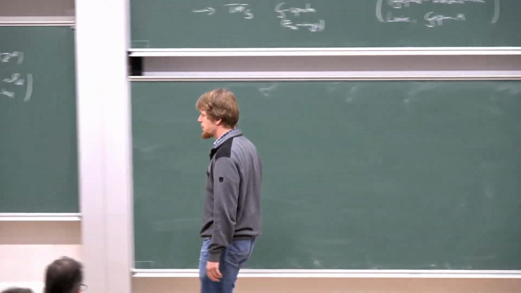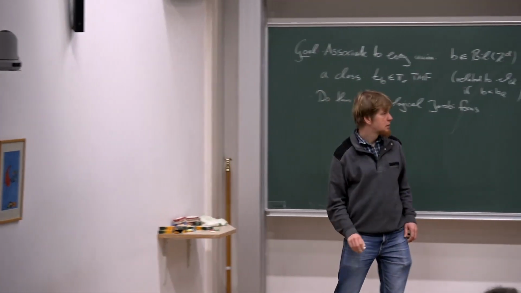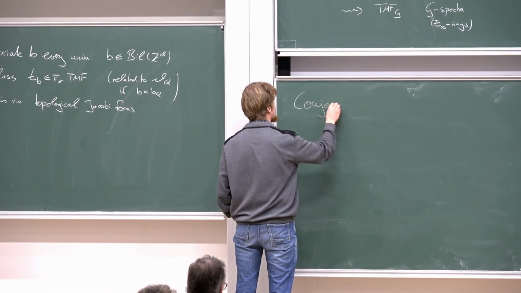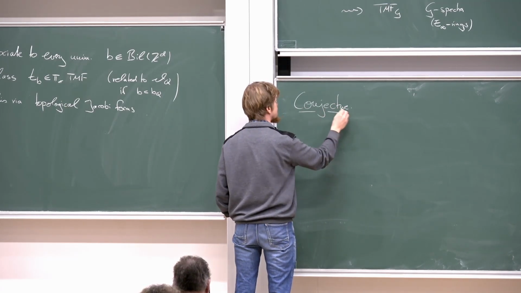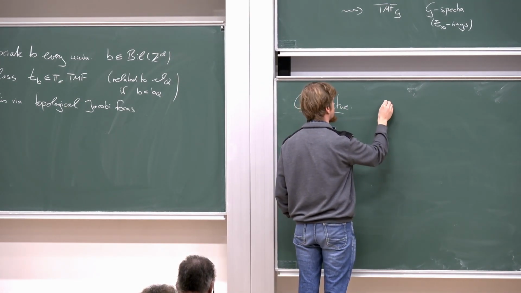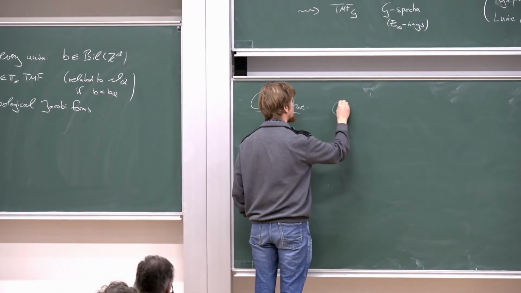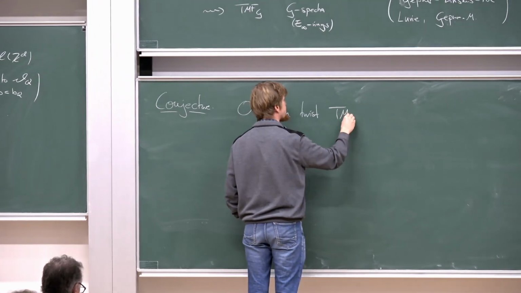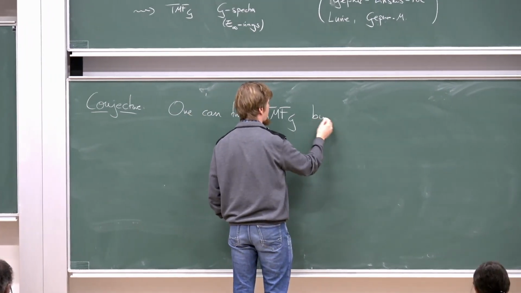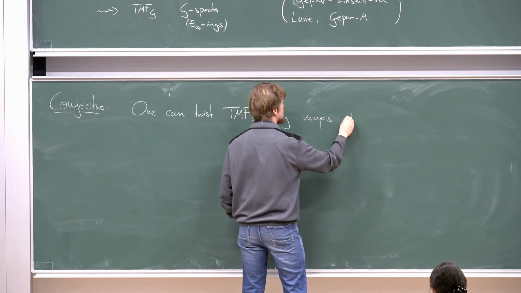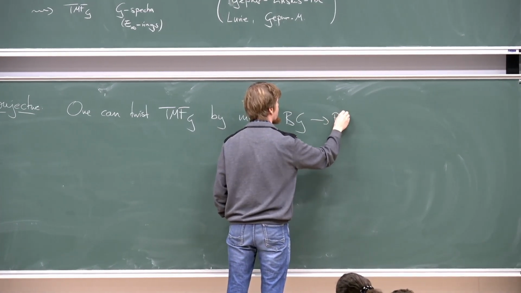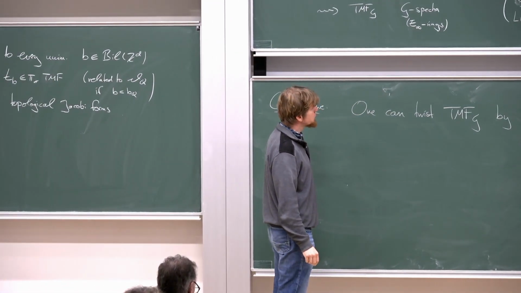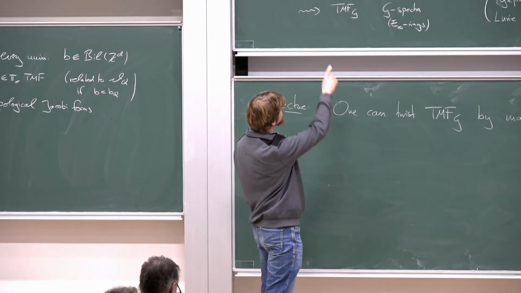And then there's a conjecture, which says informally: one can twist TMF_G by maps from BG to the Postnikov stage of BO.